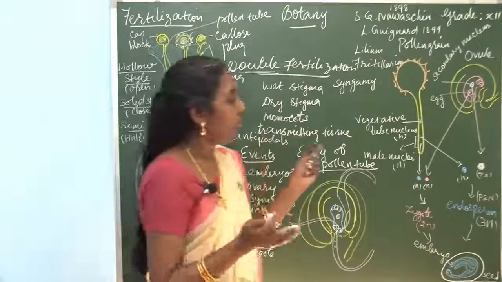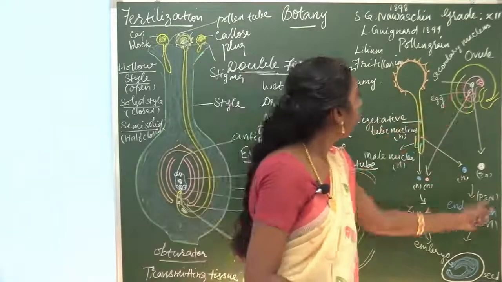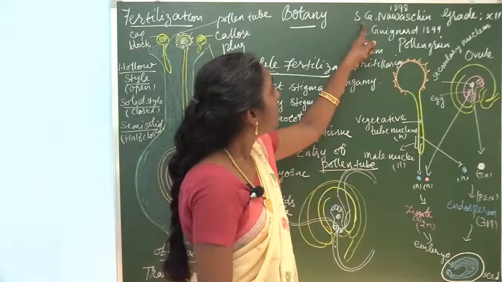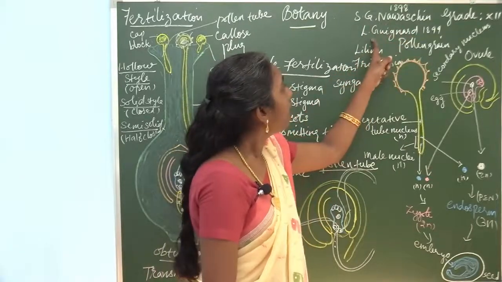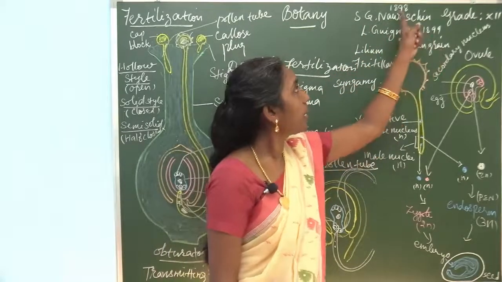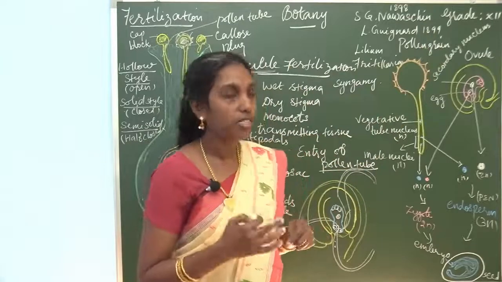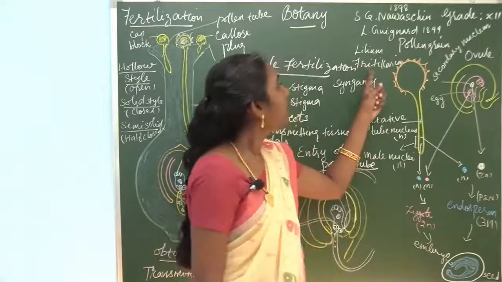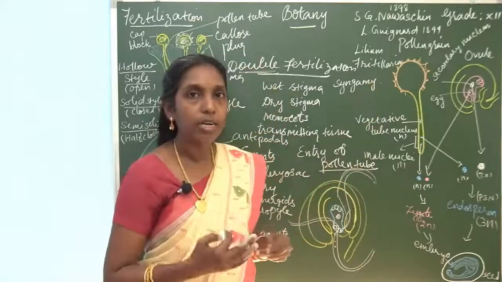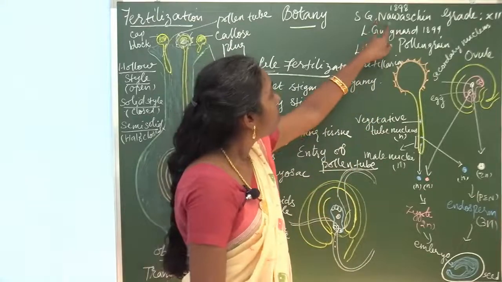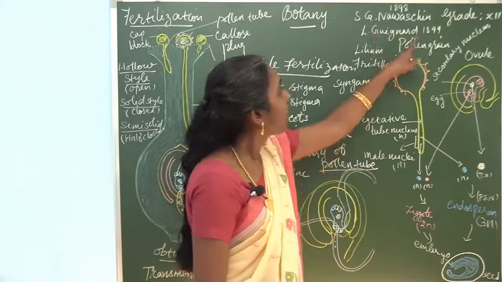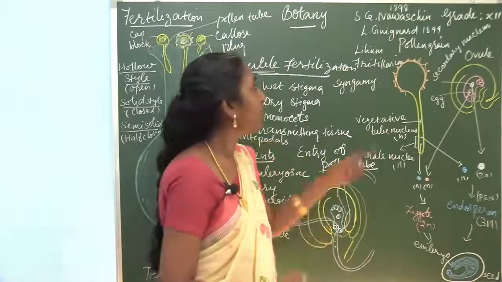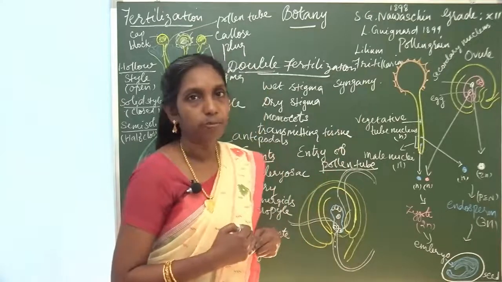Let us see in detail about this double fertilization process. Double fertilization was observed by S.G. Navashin and L. Guignard in the years 1898 and 1899 in Lilium and Fritillaria.